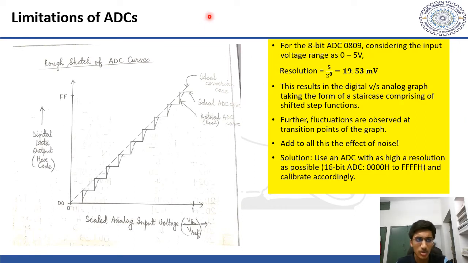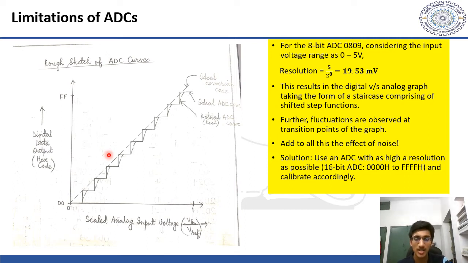Now, it is necessary to also take into consideration the limitations involved whenever we are dealing with ADCs. Ideally, we would expect the graph of the digital data output versus the analog input voltage to be a straight line, such that we get a unique value of the digital data for every corresponding possible value of the input analog voltage. However, it turns out that this is not the case in reality. What we actually observe is a single digital data value for several possible values of the analog input voltage.